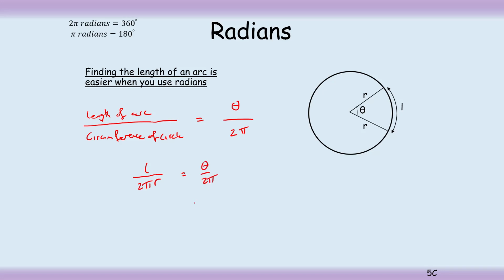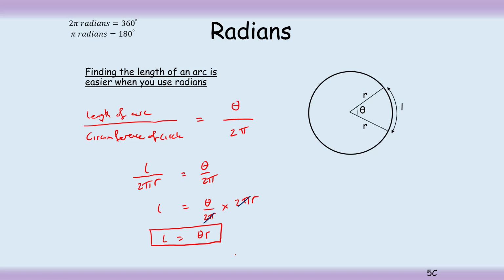So to get L on its own, we say that's equal to theta divided by 2 pi times, and that is divide on this side, so it's multiply on the other side, the opposite, times 2 pi r. We can cancel the 2 pi's, top and bottom cancel, and we have L is equal to theta times r, and that is the formula for finding the length of arc.